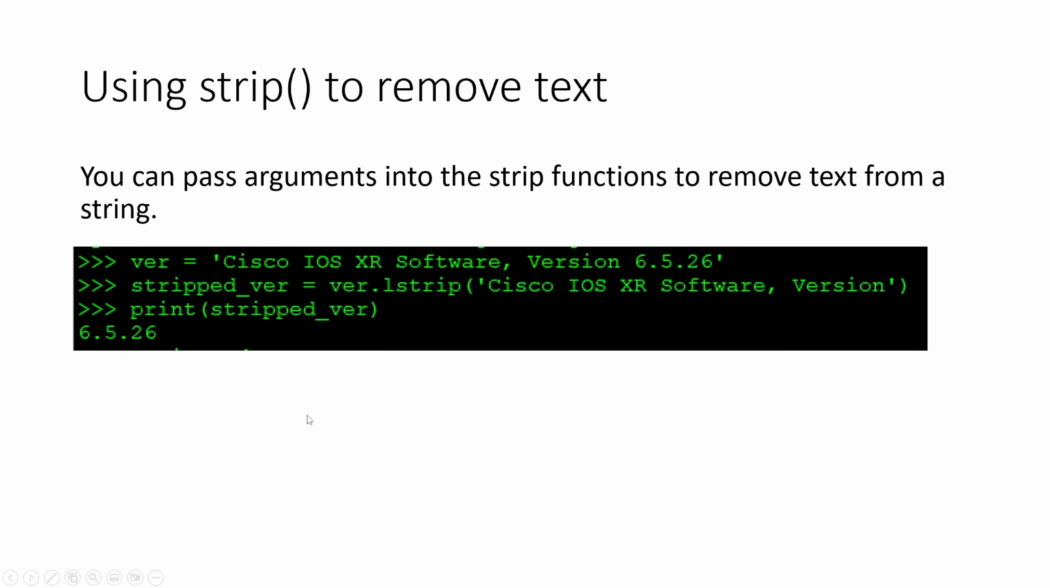Now, if I want to use a strip function to remove text, I can simply pass the text that I want to strip. I have a variable called version, and it has this text here going all the way to 6.5.26. If I want to remove everything up to 6.5.26, I can simply place that text as the argument of my lstrip function, and the result is only 6.5.26.